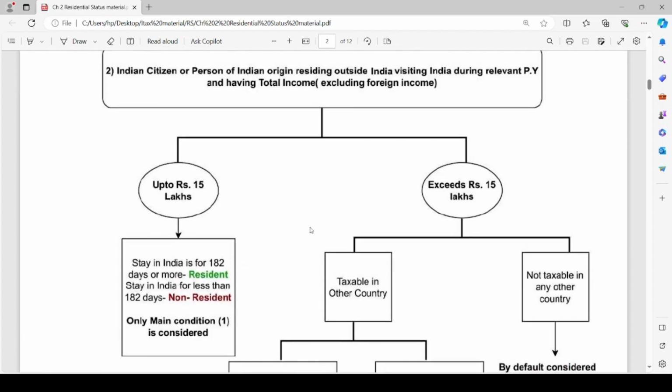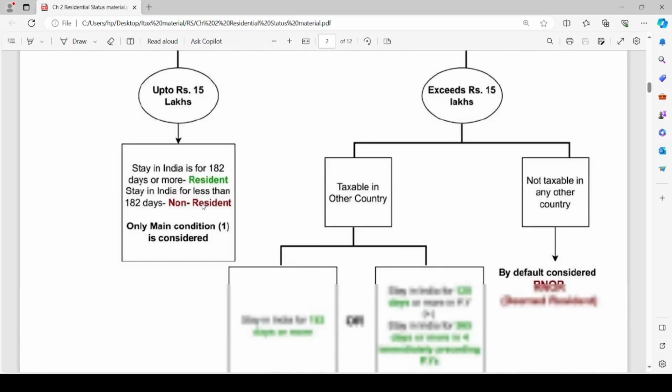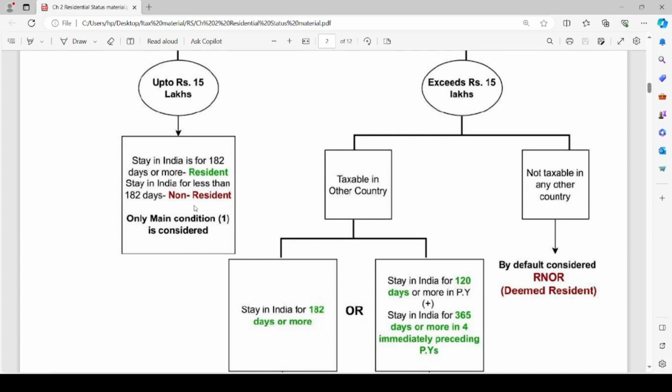I am repeating it again. If Indian citizen or person of Indian origin residing outside India is paying visit to India during the relevant previous year and his total income, excluding foreign income, that is the income which is arising in India, is up to rupees 15 lakh, it is not exceeding rupees 15 lakh. In such a case, if the person's period of stay in India is for 182 days or more, he is considered to be resident. And if his period of stay in India is for less than 182 days, he is considered to be non-resident. Here only one main condition is considered.